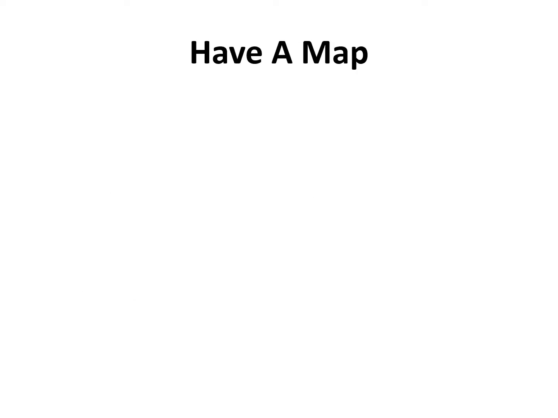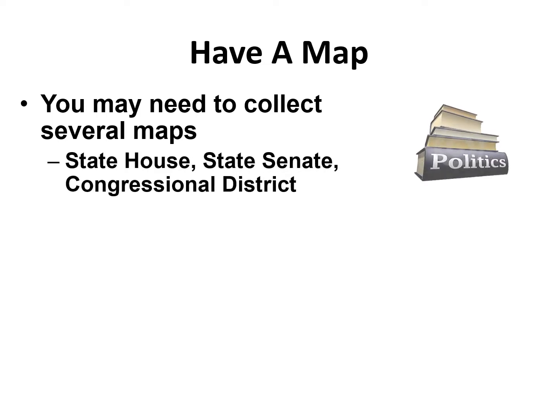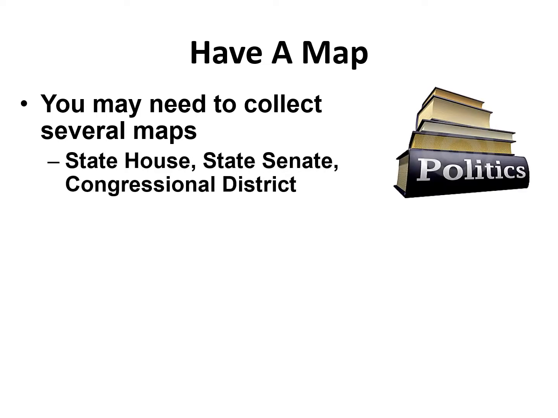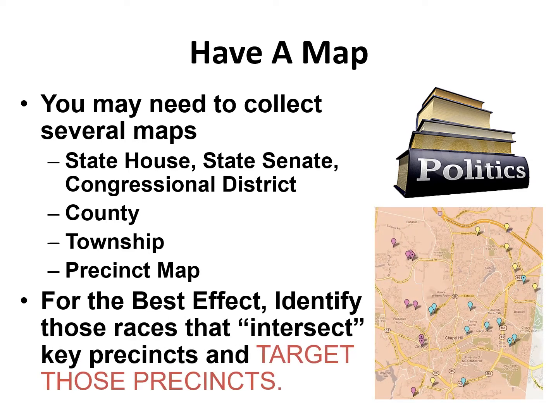Another thing you'll need is to have a map. You may need to collect several maps. For example, the State House, the State Senate, Congressional District, the map of the county, the townships, the precinct map. For the best effect, identify those races that intersect key precincts and target those precincts.